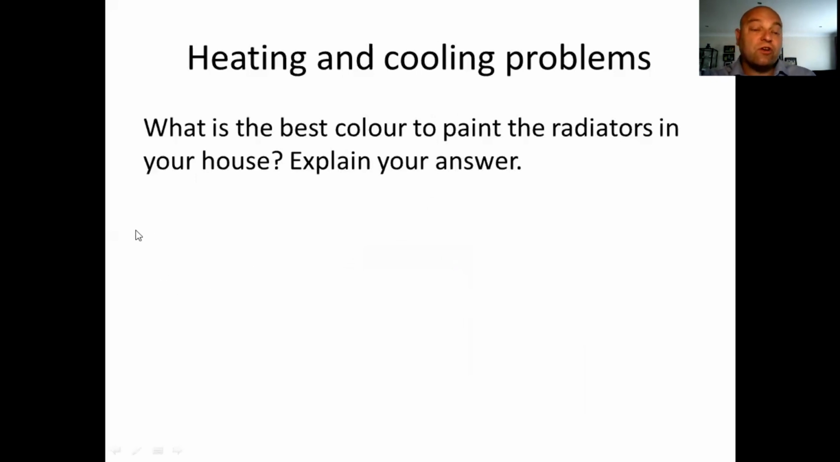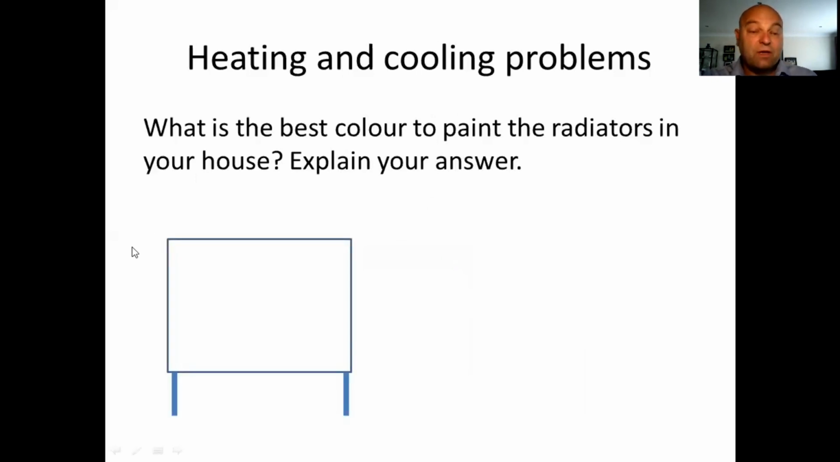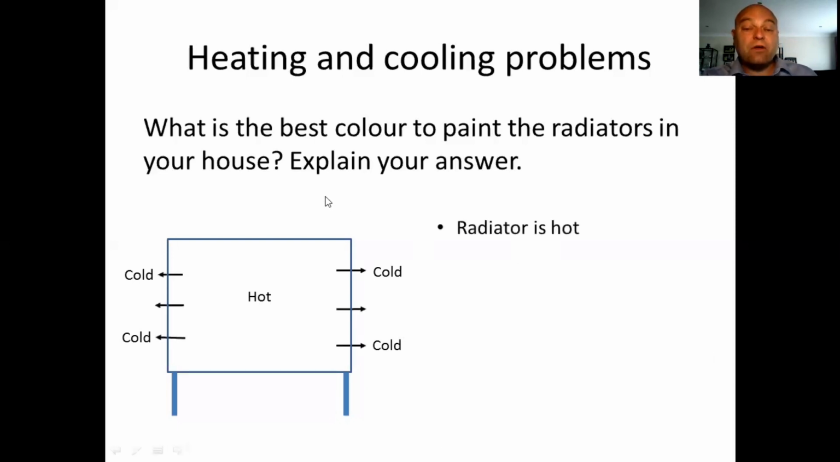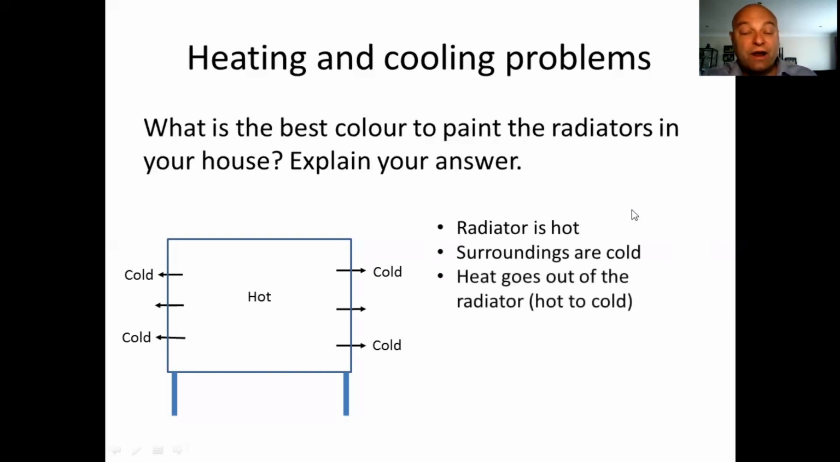So, you should have started off with a diagram. There's your diagram. And mark the hot and the cold bit. So in this, the radiator's hot and the room is cold. Heat goes from hot to cold. So let's add the arrows in. This is what you should write down. You'd probably write it out as sentences, or you could write it as bullet points. Radiator is hot. The surroundings are cold. The heat goes out of the radiator because it's going from hot to cold.